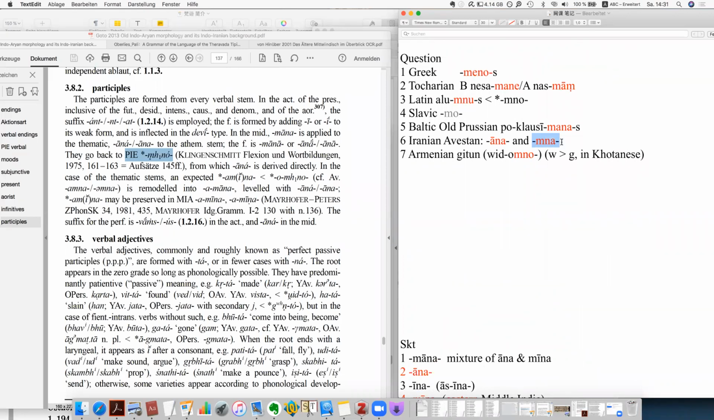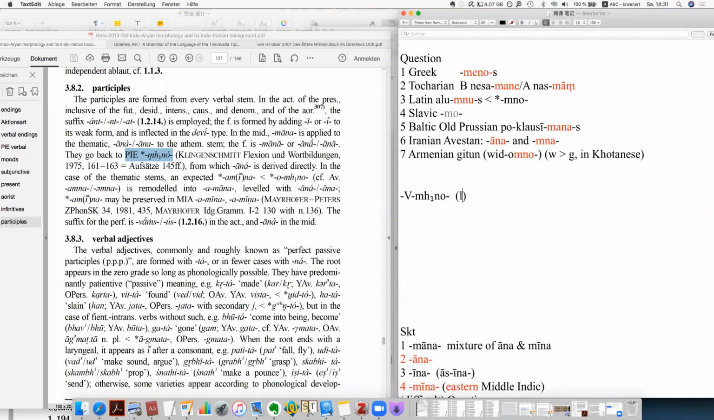Na. Na. Because in Iranian, there's a sound change. Laryngeal disappears. So this is a regular sound change in Iranian. So laryngeal disappears. So there's mh₁no. Yeah. This is mh₁no. So this is pretty simple.